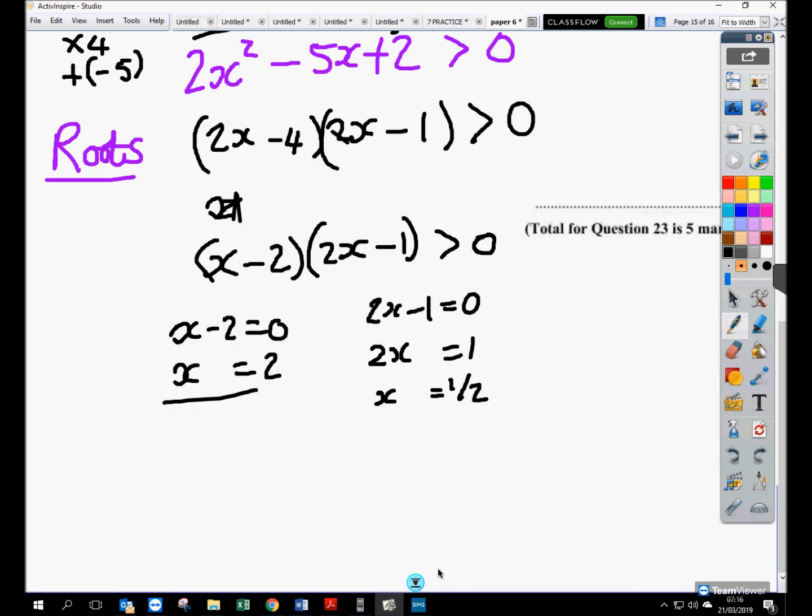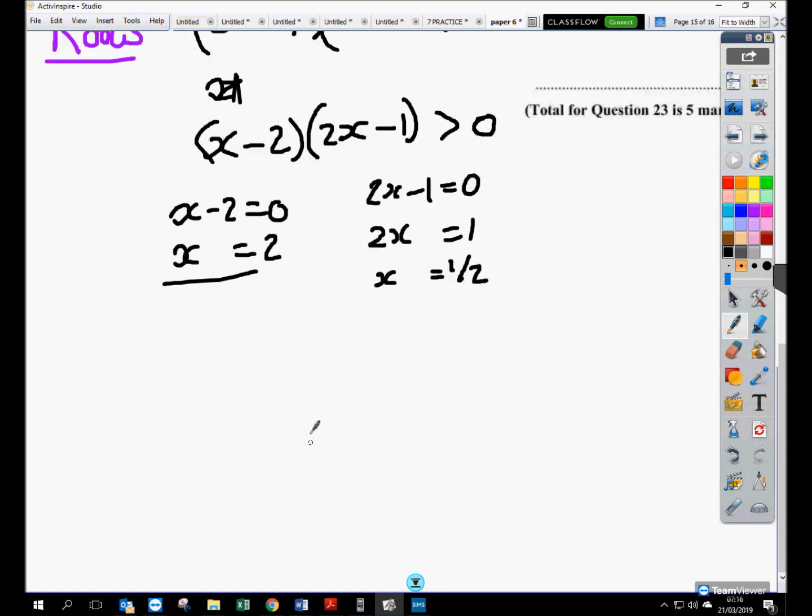What we need to do now is have a look at the possible values of x. So we draw a little sketch, we mark the roots on the sketch. One of the roots is a half, the other root is 2. It's a quadratic graph, a bowl-shaped parabola. We draw a bowl-shaped parabola like this.